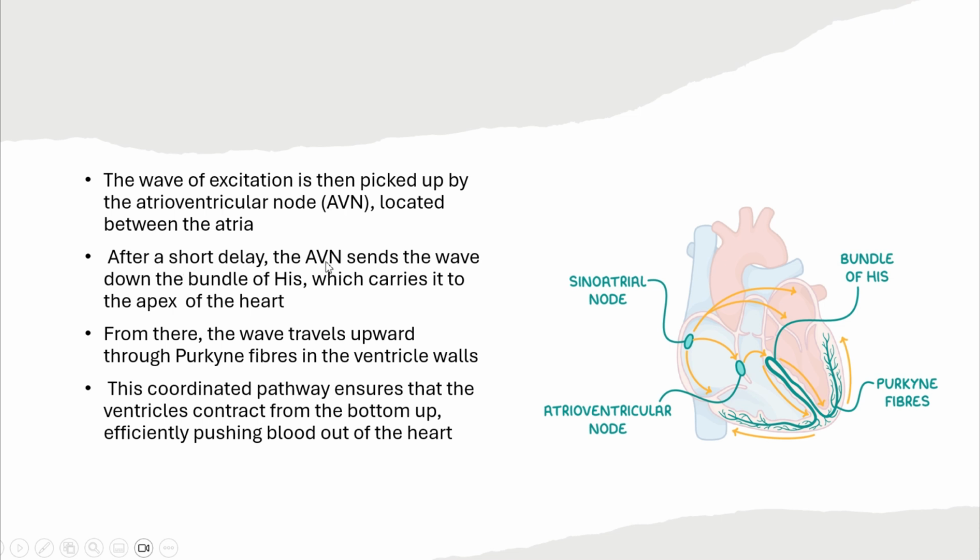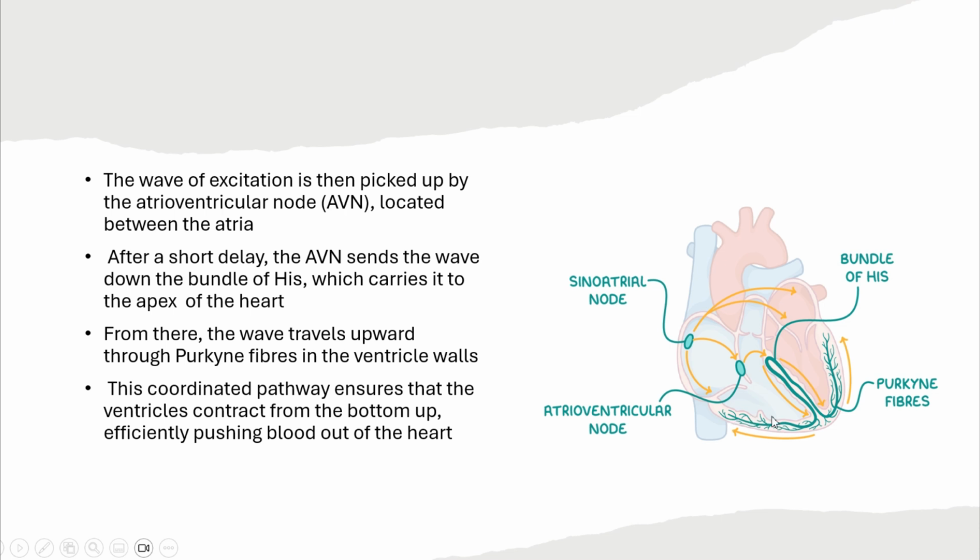The wave of excitation is then picked up by the atrioventricular node, located between the atria. After a short delay, the AVN sends the wave down the bundle of His, which carries it to the apex of the heart. Now that the blood is inside the ventricles, the AVN sends another wave down the bundle of His, which loops inside the septum, and then carries the signal down into the Purkinje fibers.